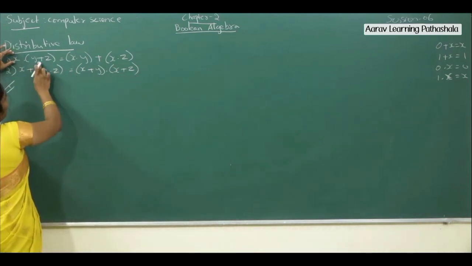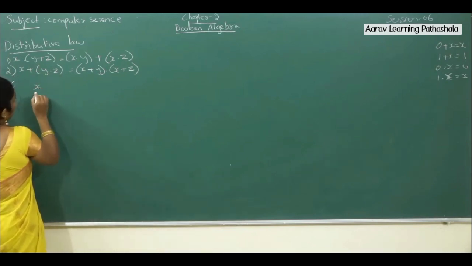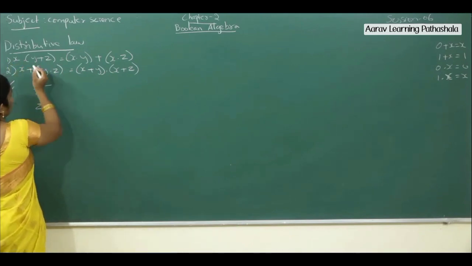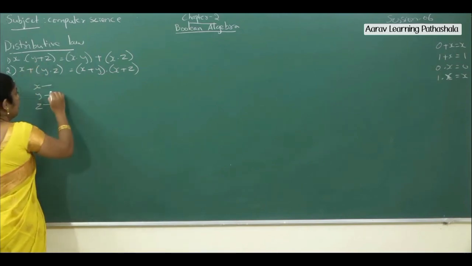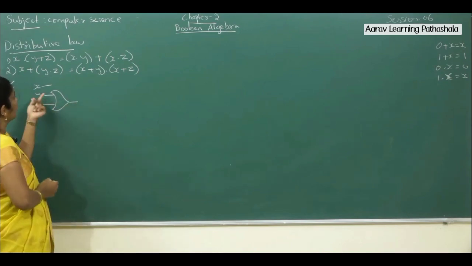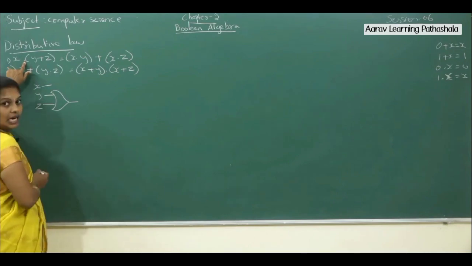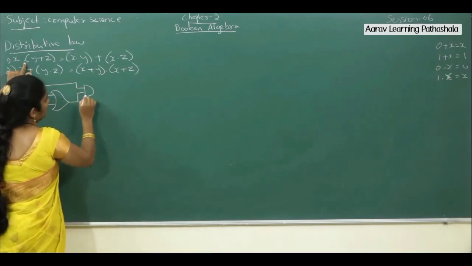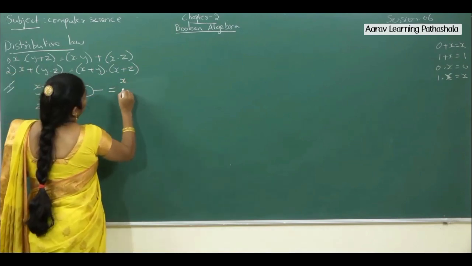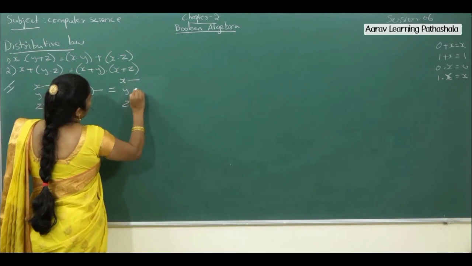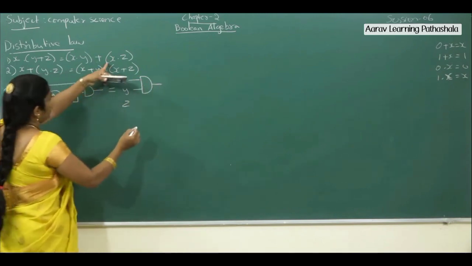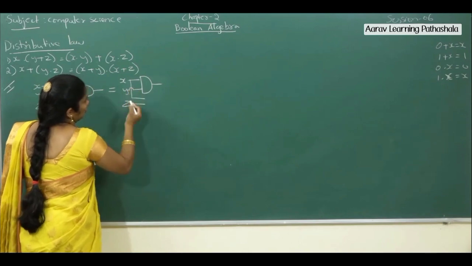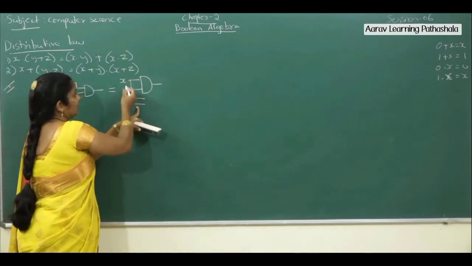For the first one, we have three variables: x, y and z. Here we have x into (y plus z). Y plus z means a reverse C shape, the plus operator, so y plus z is selected. Then in between we have the dot operator, and dot operator means you must use the D shape. This equals x, y and z: x and y we take and retain in a D shape. Then next, x and z: we take the x value and one more, the z value.